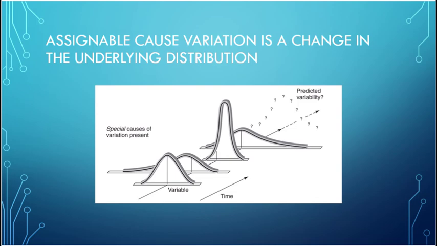So the first thing that we're going to have to do is fix the assignable cause variation so that our process has a reproducible underlying distribution. At that point, accuracy and precision will be repeatable, and then we'll be able to look at whether they meet the requirements of the process.